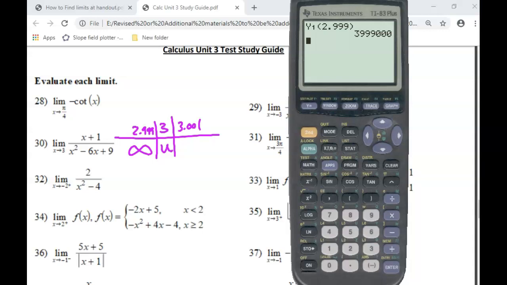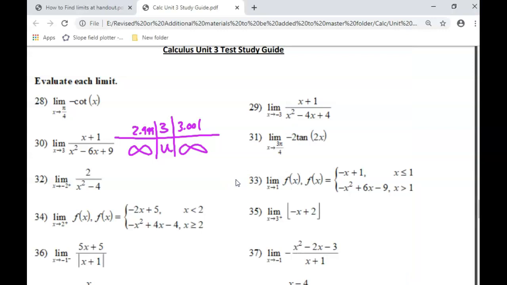Let's repeat this process. If you forgot how to bring this all back up again, you push second, enter, and it brings the whole thing back. And you just type in the numbers that you do want. And I get another really big positive number. So it's going to infinity on both sides. And therefore, we can say that the final answer to this particular problem is goes to infinity. Now, whether or not you're allowed to put equals infinity, I'm not sure. So it's probably safe just to say goes to.